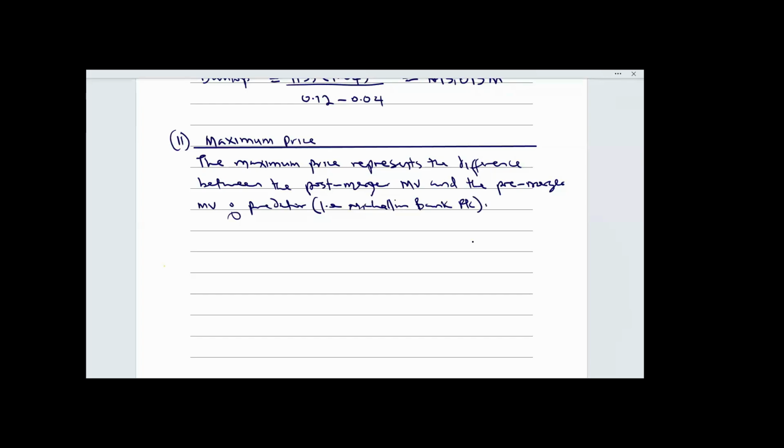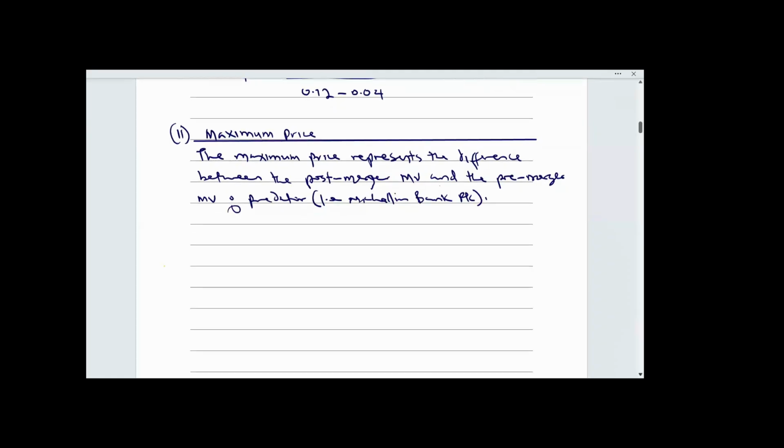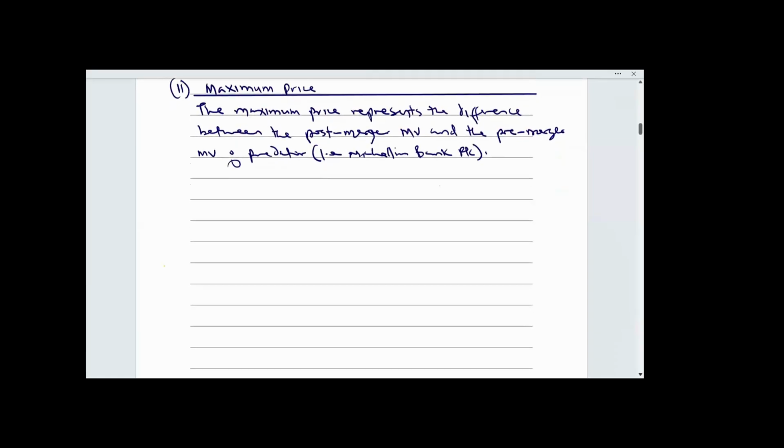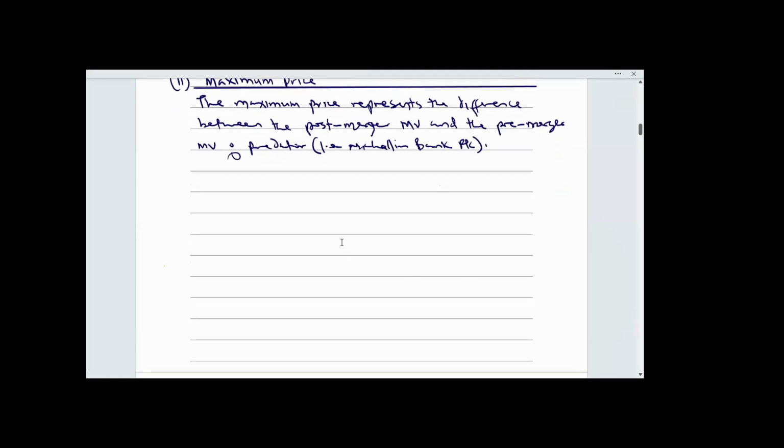Okay, so in this case, since we have the pre-merger market value, we need to determine the value after the merger. The difference between the two will give us the maximum price to pay. Right now, we have determined the pre-merger market value for Michelin, which is 40,320,000,000 naira. So we need to determine the post-merger market value.